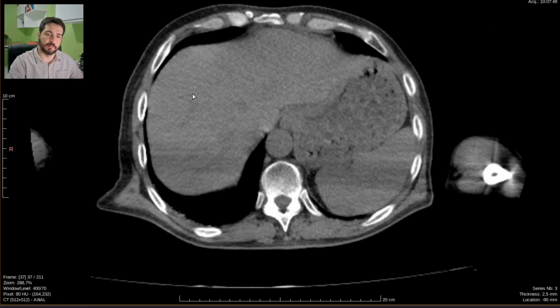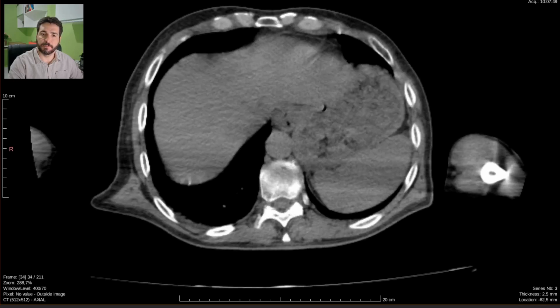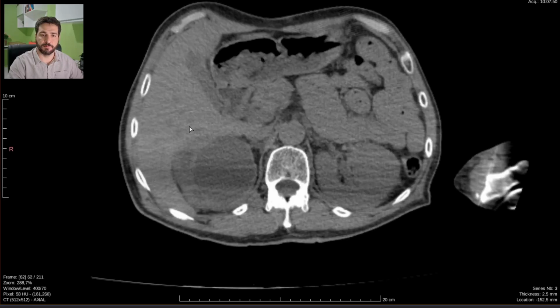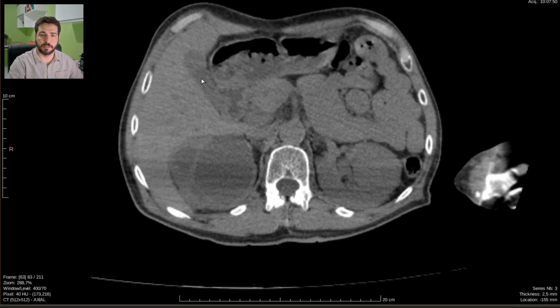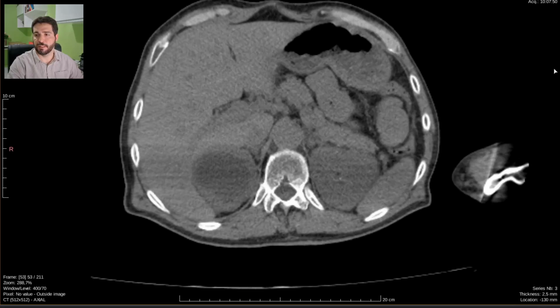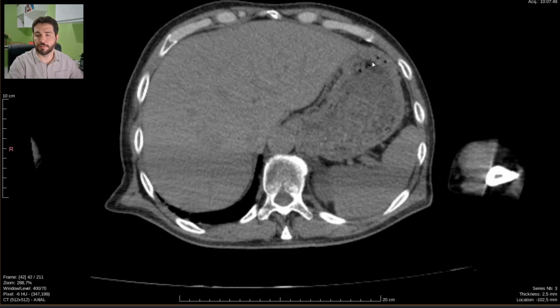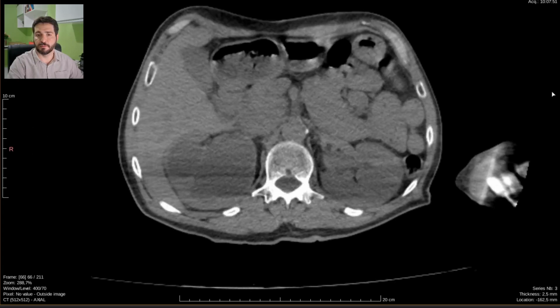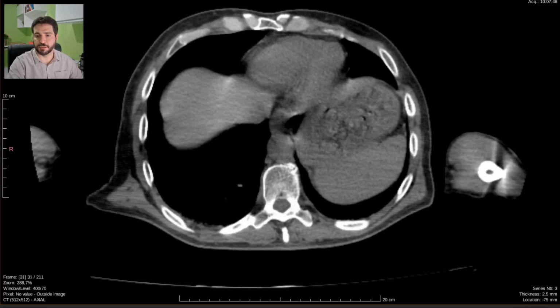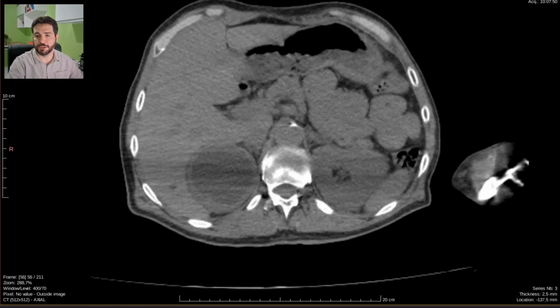So this is the right side of the upper abdomen. This is the liver. Liver seems absolutely fine. We have a gallbladder right here, which is half empty, half full. We have a gastric chamber filled up with food. This is quite normal, quite common in emergency setting patients.